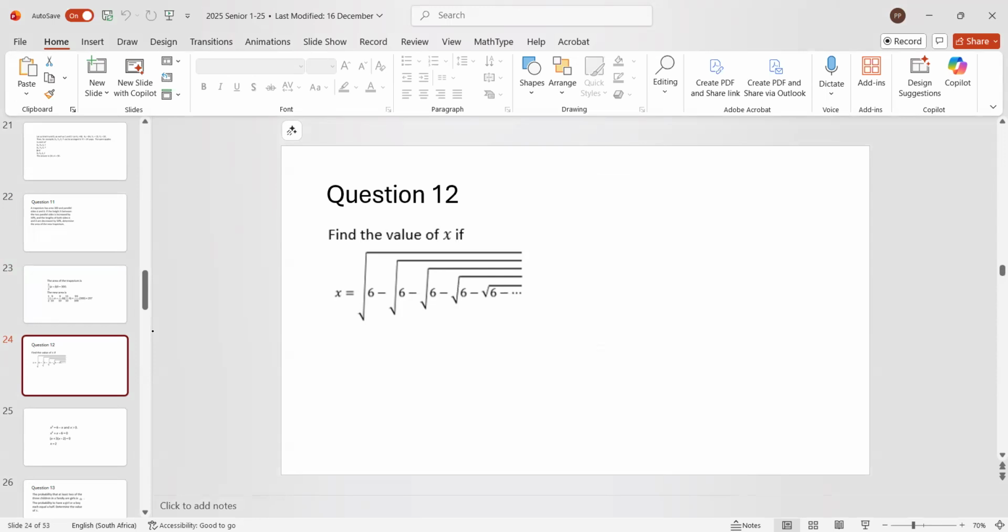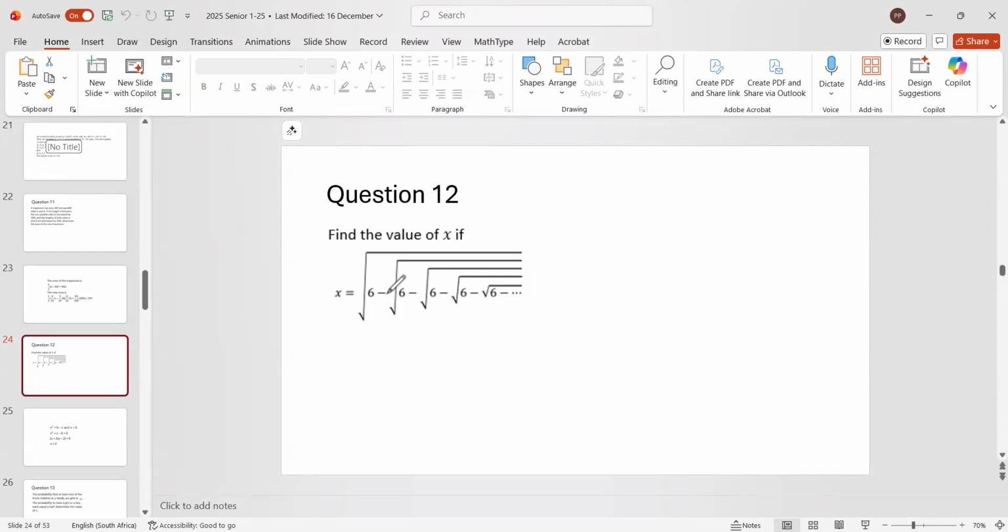So x is the square root of 6 minus square root of 6 minus, keeps going on like this. And this last dot, dot, dot says there's no end to this. It continues without stopping. So how do you calculate x? Actually, this is a standard kind of a problem. And if you've seen one, you've seen them all.